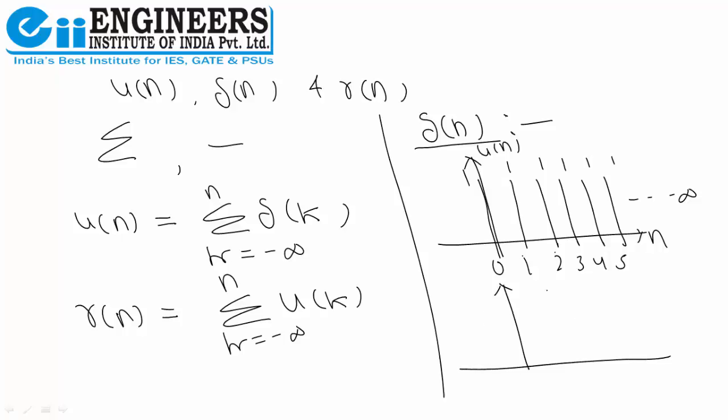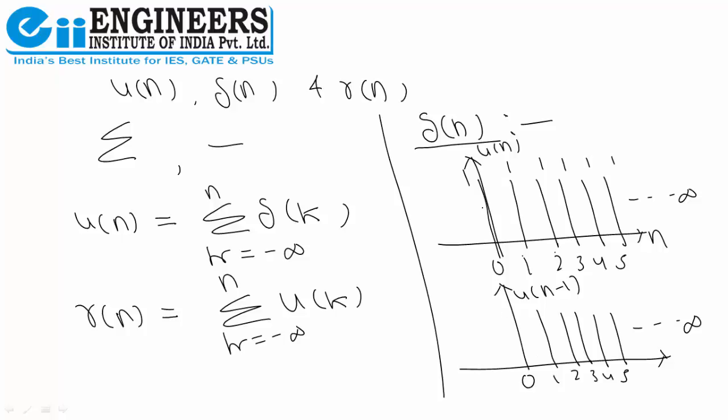Can I take u of n minus 1? If I take u of n minus 1, my signal will start from n is equal to 1, because it will be shifted to the right-hand side by an amount of 1. If I subtract u[n] and u[n minus 1], you can clearly see in u[n] at 0 we got 1, but in u[n minus 1] at 0 we got 0.